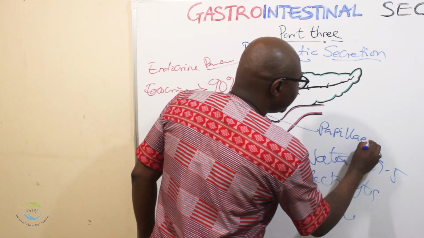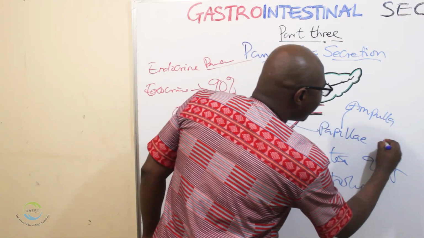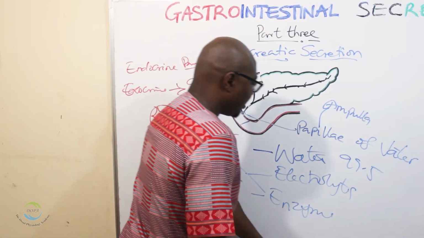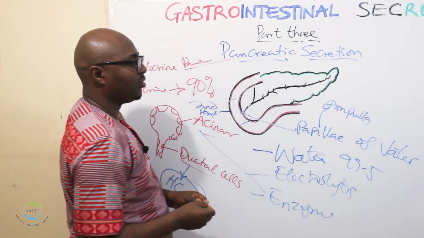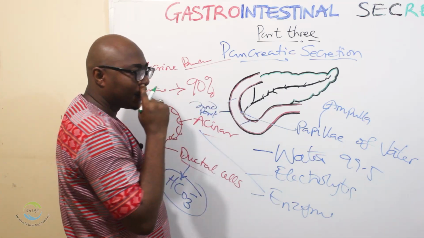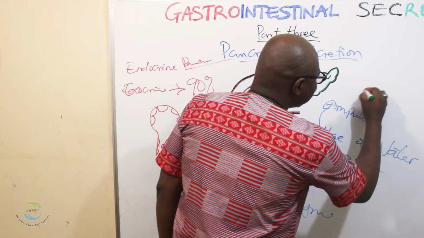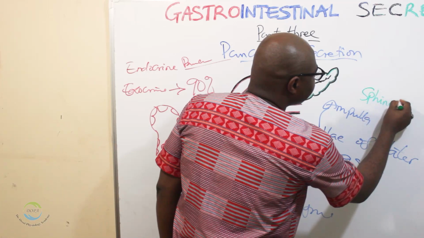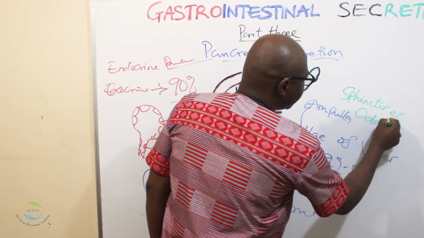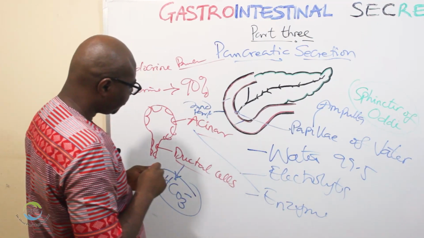The papilla, sometimes you can also call it the ampulla of Vater. Okay? It's called the ampulla or papilla of Vater. Around that ampulla of Vater, it has a sphincter called the sphincter of Oddi. The sphincter of Oddi regulates the pancreatic secretion.